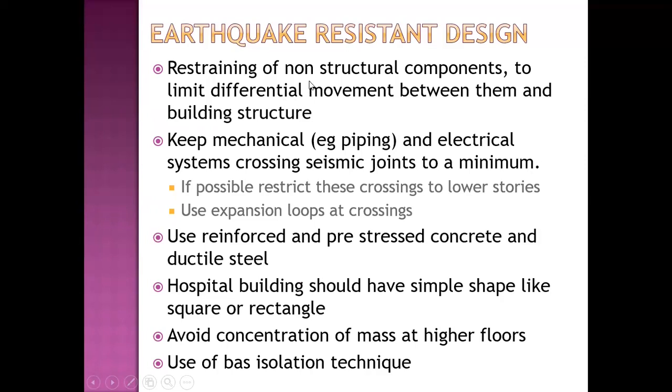Then about earthquake resistant design. The factors include restraining of non-structural components to limit differential movement between them and building structure. Keep mechanical, for example piping, and electrical system crossing seismic joints to a minimum. And if possible, restrict these crossings to lower stories. We can use expansion loops at crossings.